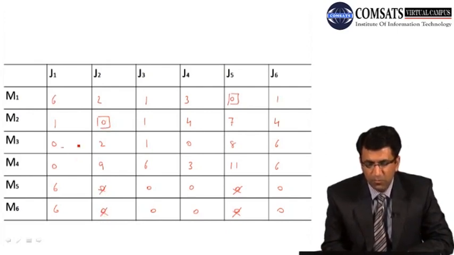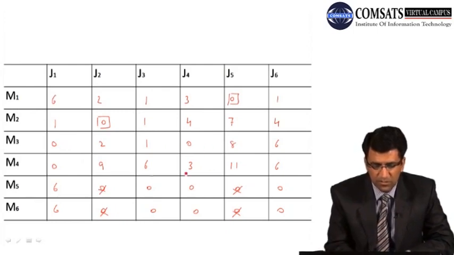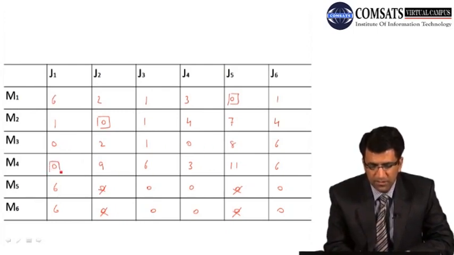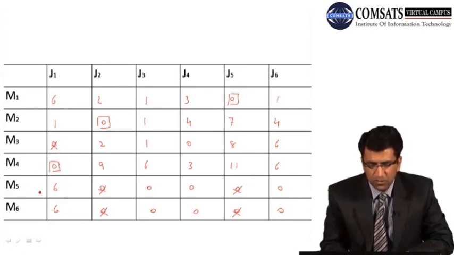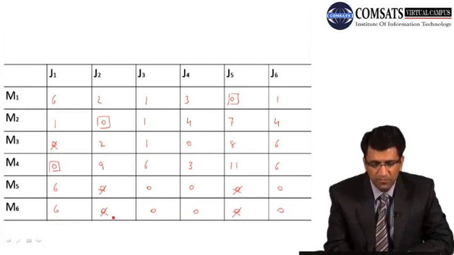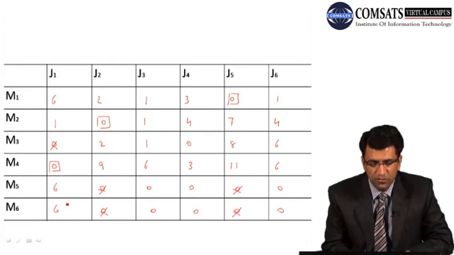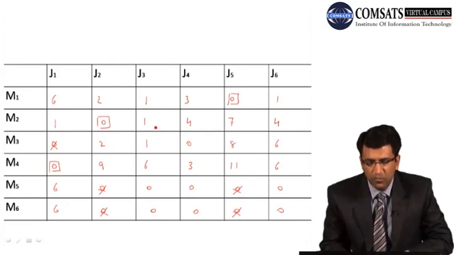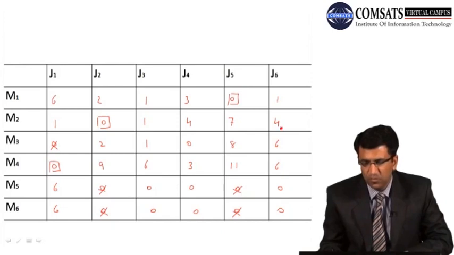In the third row there is more than one zero, leave it. In the fourth row there is a single zero, so you can always assign it, and you should cross the other zeros in the corresponding columns. In the fifth row more than one zero, sixth row more than one zero, so leave it. Now start column-wise. In the first column there is no zero available now. In the second column no zero available now. Third column more than one zero, you can leave it. Fourth column more than one zero, you can leave it. Fifth column no zero available. Sixth column more than one zero.